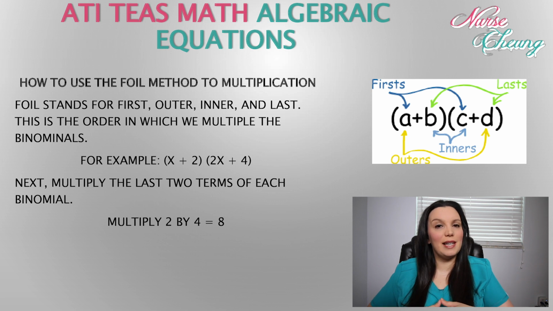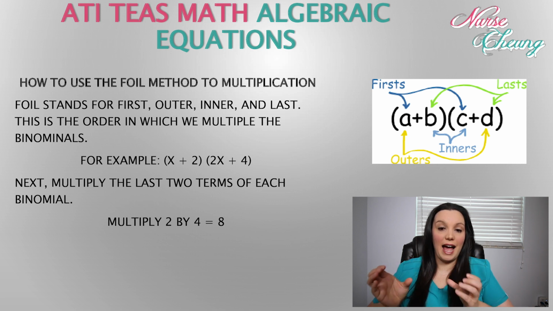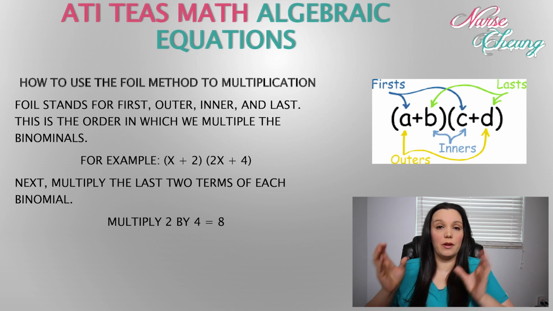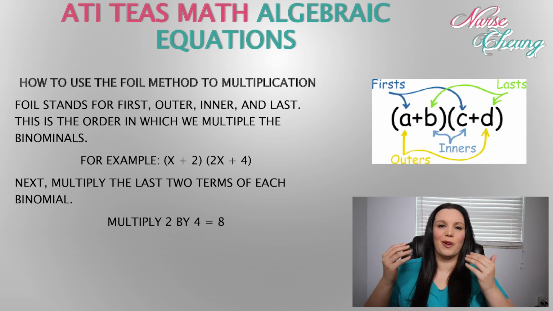And our last and final step in the FOIL method is we're going to multiply the two terms that are last in each binomial. So we've got 2 and 4. Those are the last numbers in each of our binomials. We're going to multiply 2 by 4 and we're going to get 8.